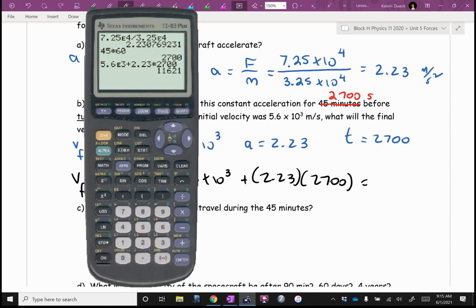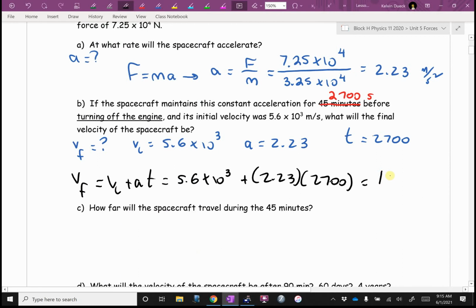We're going fairly fast. That's about 11.6 kilometers a second. For those of you who are interested, that's actually, I think, just above escape velocity. So this would get us out of the solar system. I'll go to 3 sig figs. But if you wrote the whole thing, that's fine.